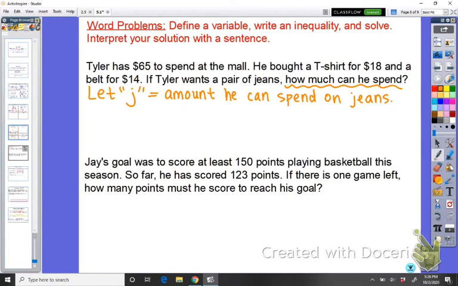We know he has $65 to spend at the mall, so that's like his total. And typically I like to put the totals on the right side of my inequality, so I'm going to put that there. He bought the t-shirt for $18 and a belt for $14. So you should know that if you're going up to the register and buying these things, you need to add those two things together. And he also wants a pair of jeans, so plus his J for jeans.